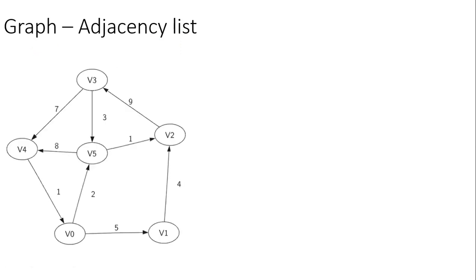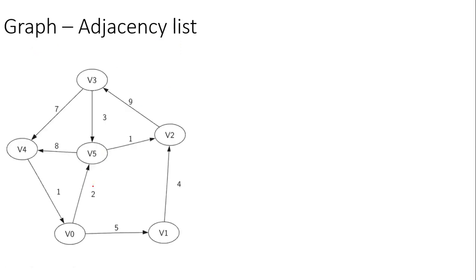Hello. So in this video, let us discuss how to represent a graph using an adjacency list. The adjacency list is one of the most widely used methods to represent a graph. We can represent any type of graph, but for our consideration, let us use a weighted directed graph.